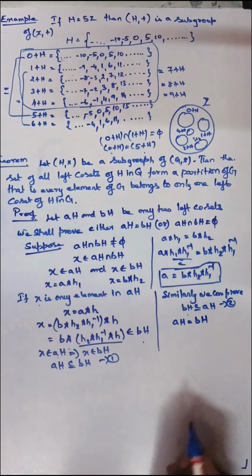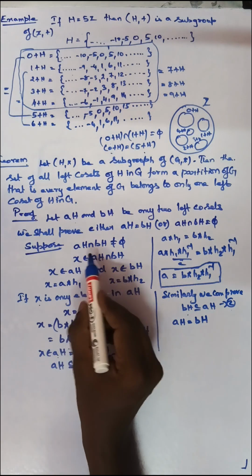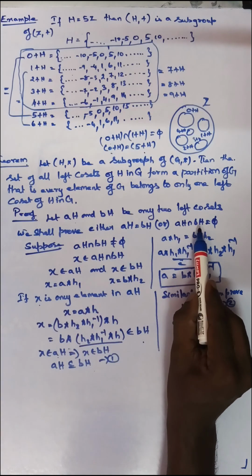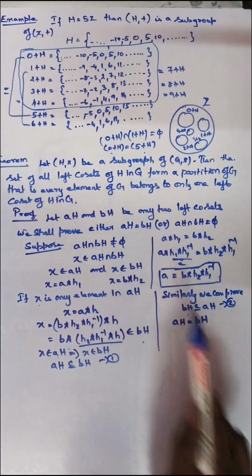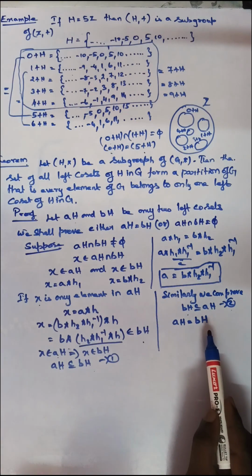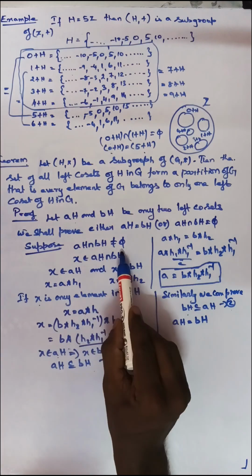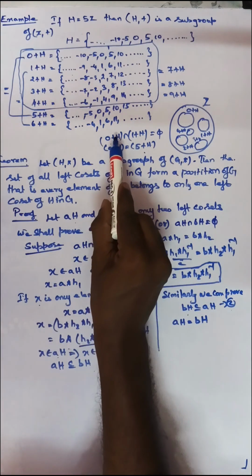Okay. This is possible only if AH equals BH. See here, we started with the intersection being not empty, but finally we obtained AH is equal to BH. If the intersection is not empty, then definitely they are going to be equal. That's what I have said here.